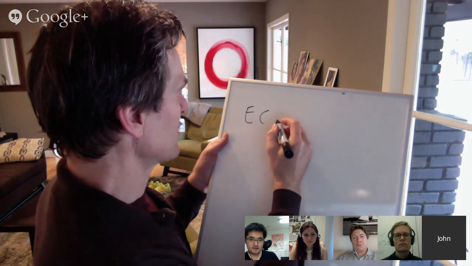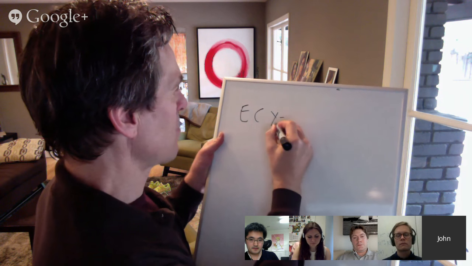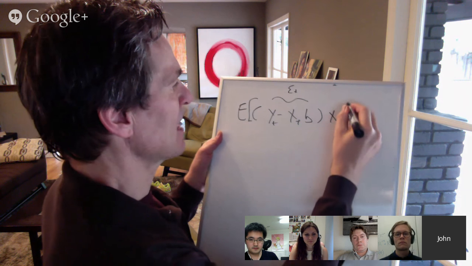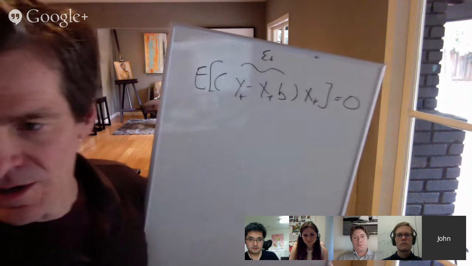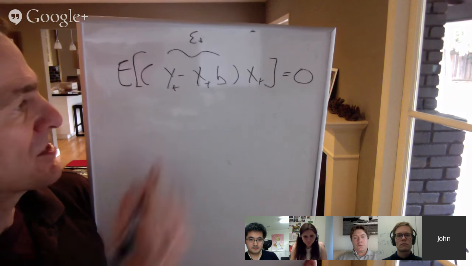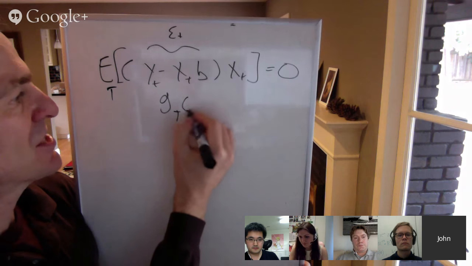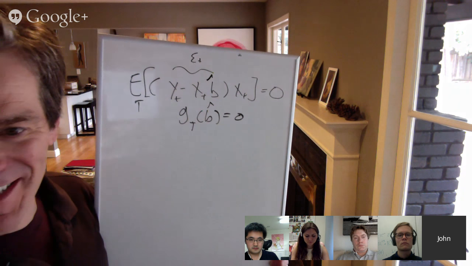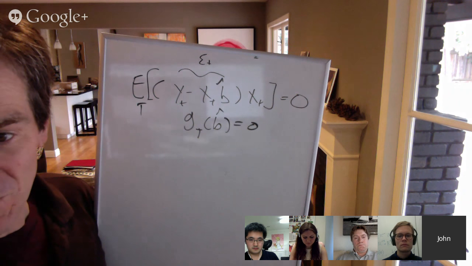A good example where that might be confusing is GMM applied to ordinary least squares. The way we mapped ordinary least squares into GMM is an example of exact identification. The moment condition we used was E of (Y_t minus X_t b), which is the error term, times X_t, I'm leaving out the constant, equals zero. That's our moment condition, the thing we call g_T of b equals zero. I may not get my b's and b hats and the T's in the right place, but you with me? That's what we did with GMM.